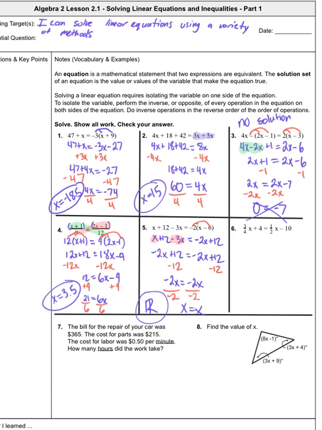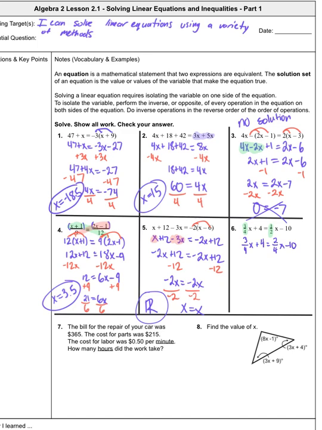All right, number 6 deals with some fractions, but it's 3/4 and 1/2. So those aren't too bad. I know that I can turn 1/2 into quarters. So I could say 3/4 x plus 4 equals 2/4 x minus 10. 2/4 is the same as 1/2.